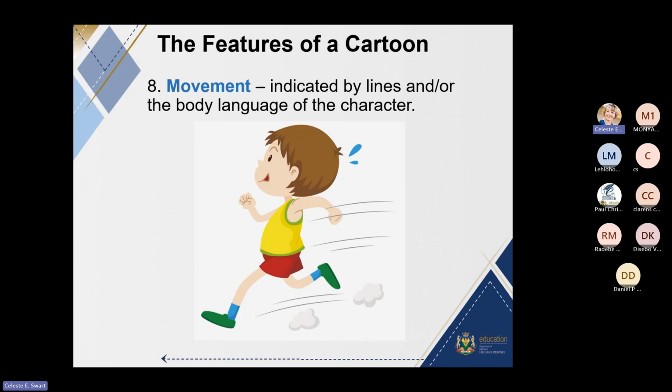Then movement lines. These are usually indicated as on this picture. You can see the lines that show he's running. And did you notice that there are little clouds at the bottom? They're little dust clouds, and they also indicate just how fast he's running. Just behind his head, we see the little water splashing, and that would be he's perspiring. That's how fast and how hard he's working. So you can see here from the body language of this character, the movement lines, and the little dust clouds, exactly what is going on here.